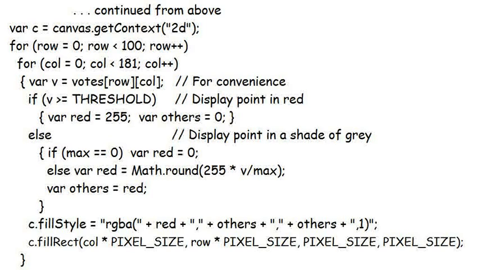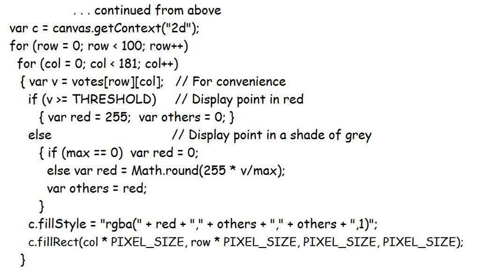If the number of votes is less than the threshold, then both red and others are set to the same value, indicating a shade of grey. The exact shade is found by calculating what proportion of the highest vote this particular value is. If the highest number of votes cast for any cell were 10, for example, then the cell containing 5 votes will produce a shade of grey that is half the saturated value, half of 255 being just under 128.